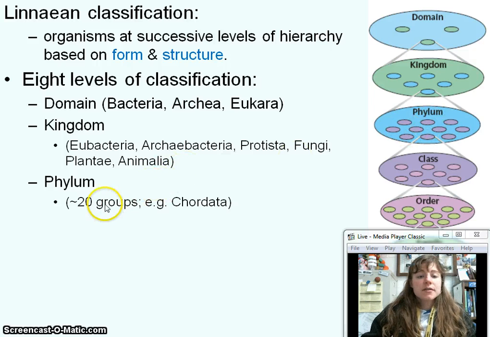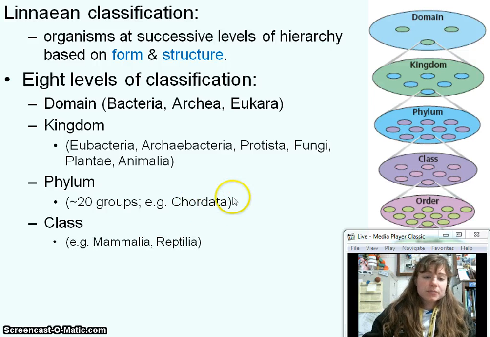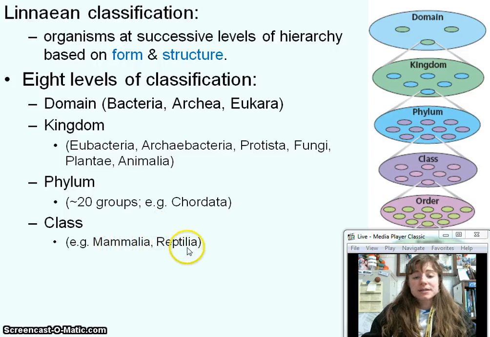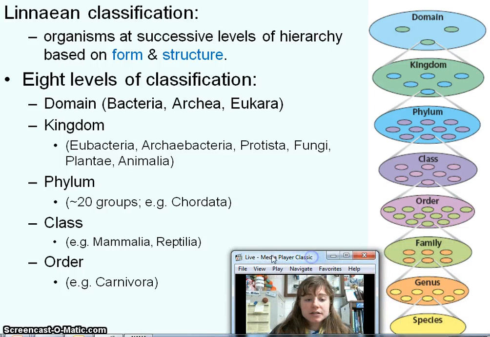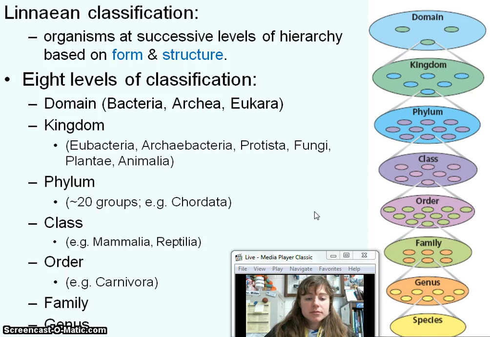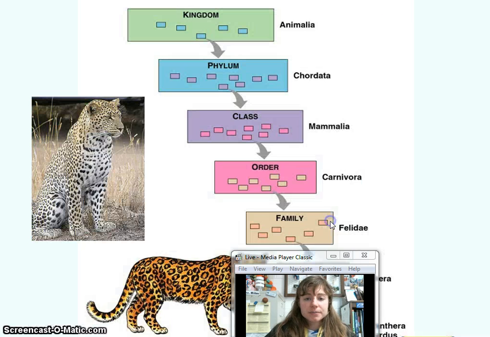Now we diversify out. In the phyla, there are 20 of those groups. One example would be chordata. This would be organisms with a spinal cord. The classification, or the class, would be Mammalia, Reptilia. The order gets a little bit more specific here, as you see something like carnivora. This would include carnivorous animals, flesh-eating animals. And then the family, genus, and then the species coming in down here at the most specific.